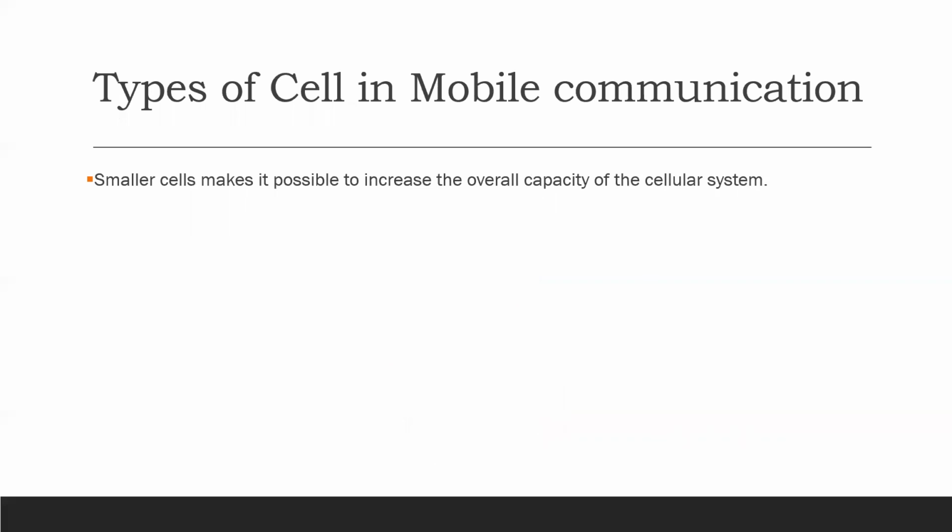Types of cells in mobile communication. Even though the number of cells in a cluster in a cellular system can help govern the number of users that can be accommodated, by making all the cells smaller, it is possible to increase the overall capacity of the cellular system. Accordingly, in areas where there are more users, small low-power base stations are installed.